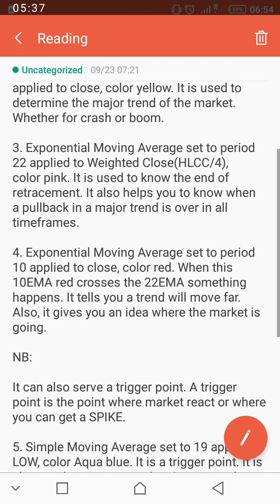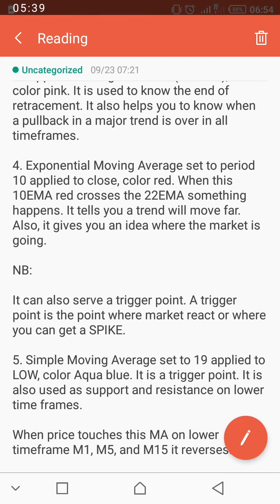Now the next indicator is exponential moving average set to period 10, apply to close, color red. When this 10 EMA red crosses the 22 EMA, something happens. It tells you a trend will move far. Also, it gives you an idea where the market is going.